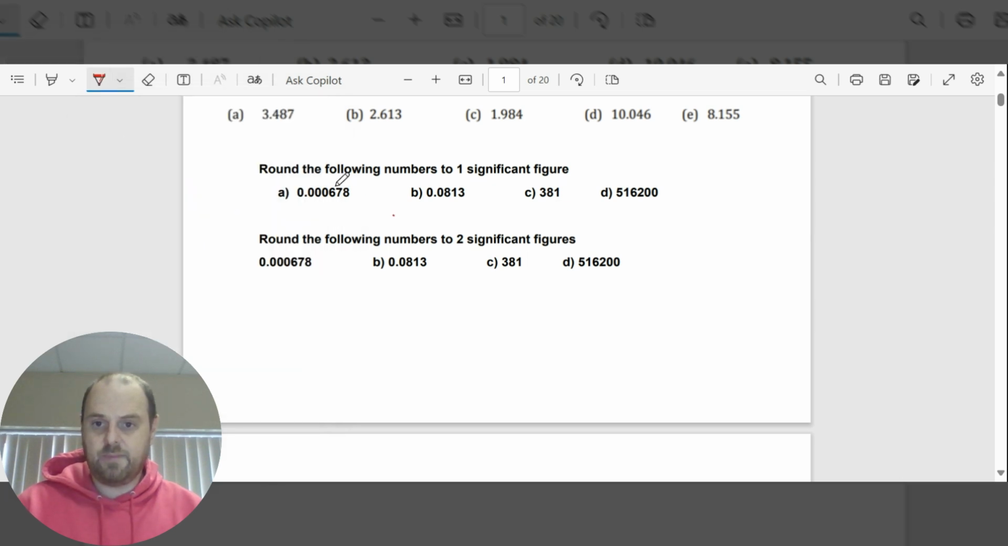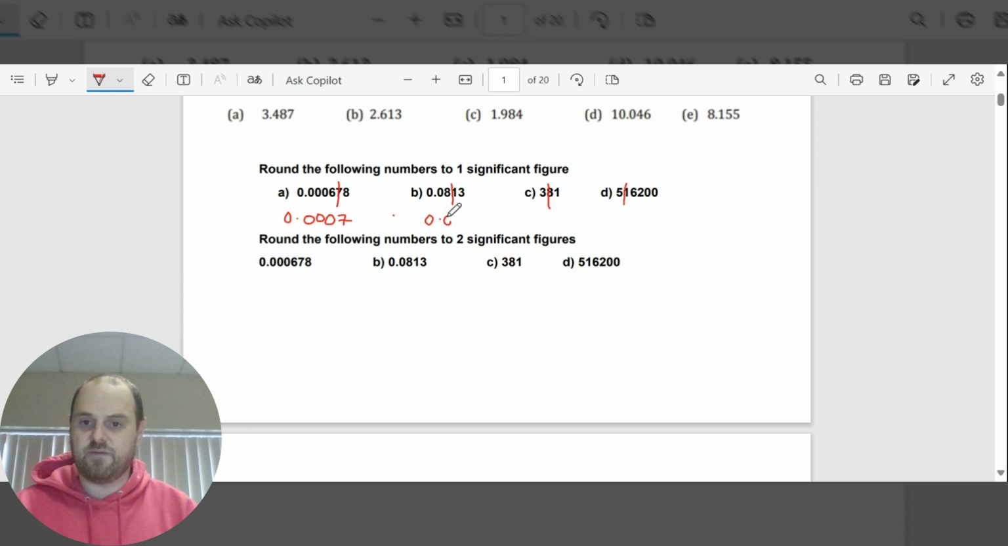Okay. So one significant figure would be chopping the number after the first non-zero digit. Okay, nothing else will change. 0.000. Only decision, does the 6 stay as a 6 or round up to a 7? And in this case, because it's followed by a number bigger than 5, it rounds up. Whereas in this case, the 8 will stay as an 8 because it's followed by a 1. Here, the 3 will round up to a 4 because it's followed by an 8.